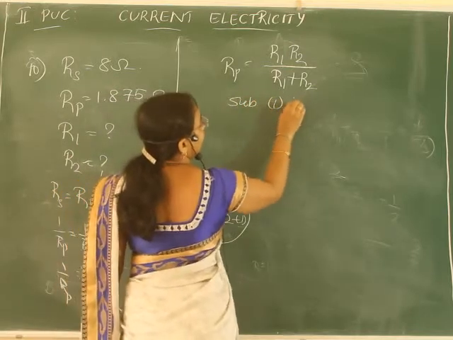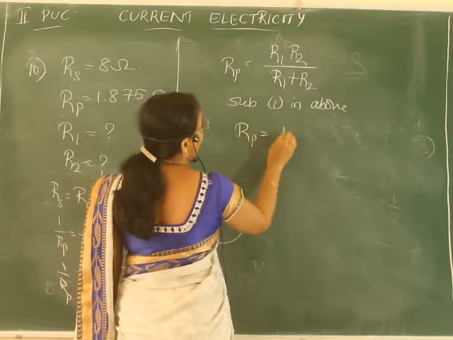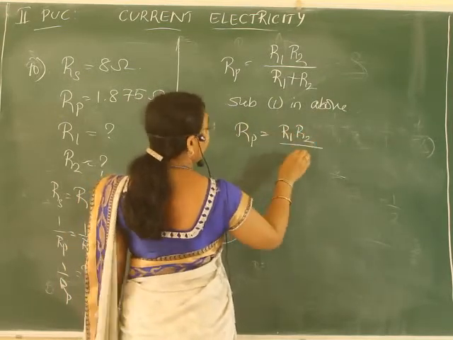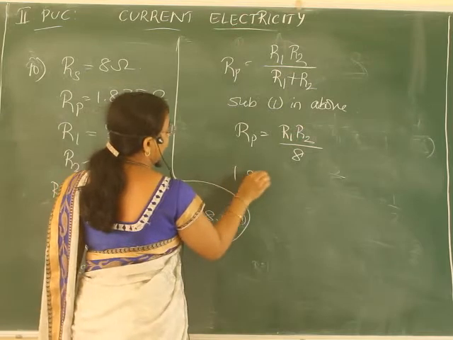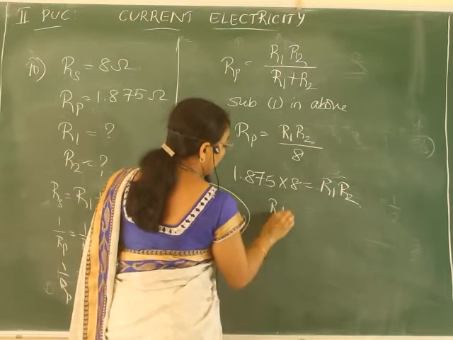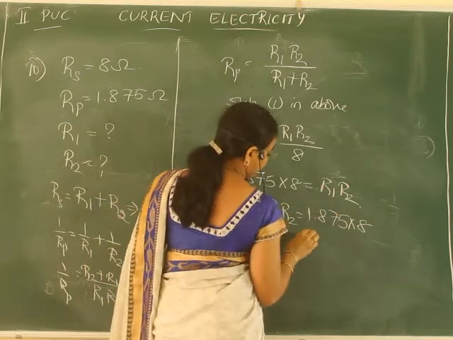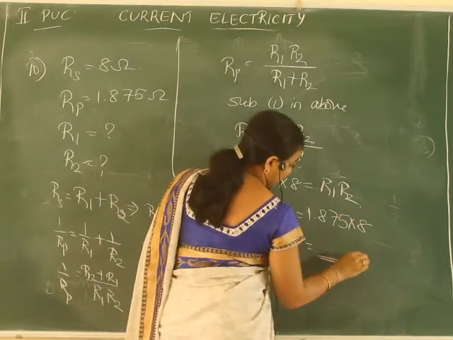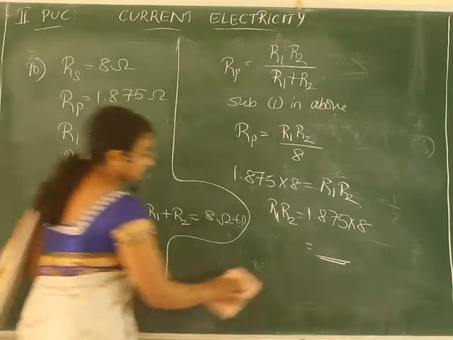Fine. Now, can I substitute equation number 1 in above? Substitute 1 in above. Rp is equal to R1R2 divided by 8. What is Rp? 1.875 into 8 is equal to R1R2, or R1R2 is equal to 1.875 into 8. Some answer you will get. Correct? What is the answer you are getting? 15, correct? Okay.